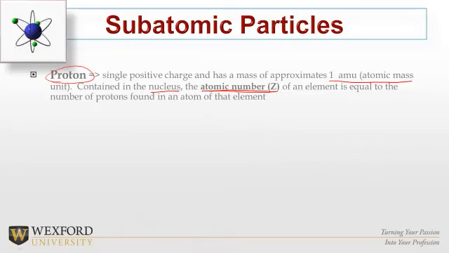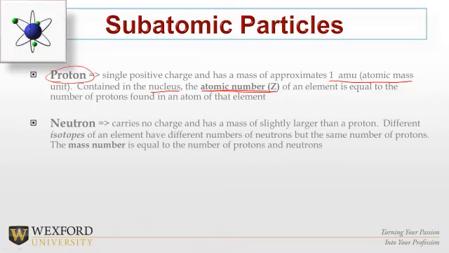Then we have neutrons, once again, located in the nucleus of an atom, and they are technically slightly larger than a proton, but they carry no charge. All right, so up here with the proton, we have a positive charge and approximately 1 atomic mass unit. Here, once again, zero charge and pretty much the same size.